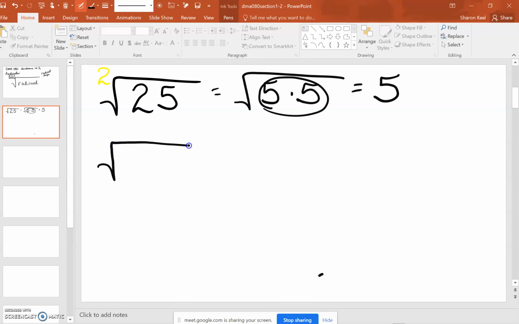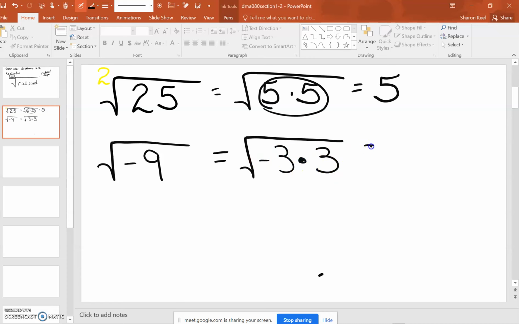If you have the square root, and let's say we had a -9. If you have a negative number with a square root, technically that would be -3 times 3. In this case, we have a negative number and a positive number. They are not the same. Since we do not have a pair of the same number, we're going to give an answer that's called not a real number. Now, right now, I'm telling you we can't get an answer for that.